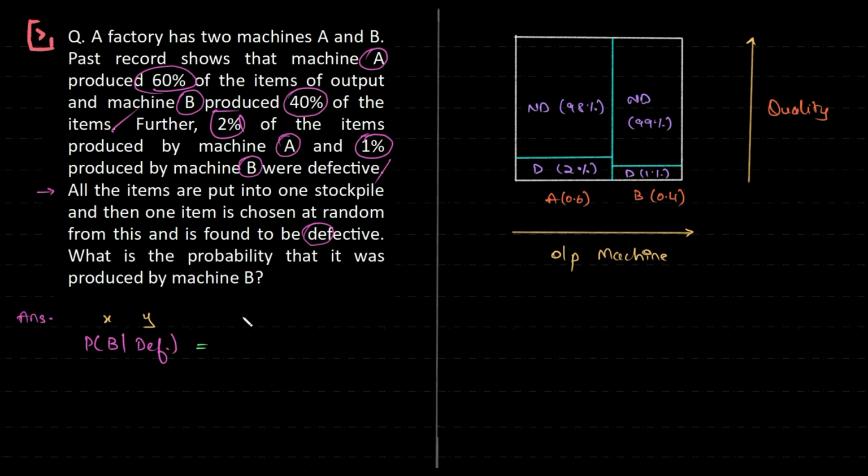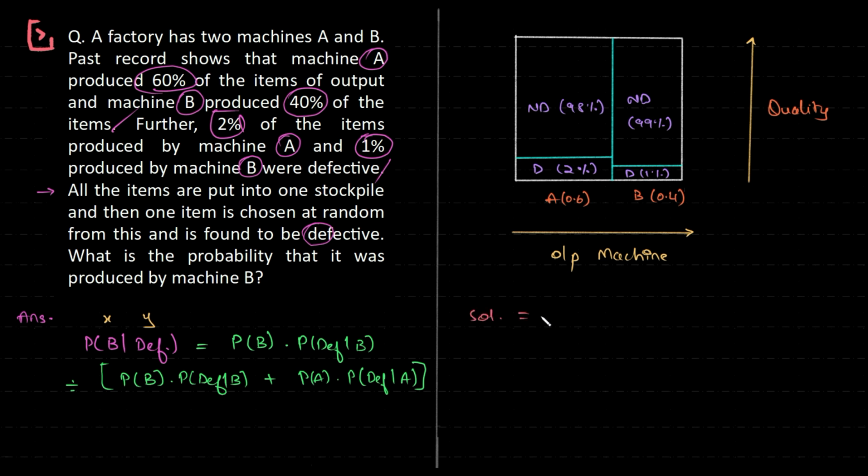So this is equal to the probability of B into the probability of it being defective by machine B, divided by the probability of B into the probability that we get a defective from machine B, plus the probability that we choose a product from machine A, and the probability of it being defective from machine A. And so our solution would be, oh yeah, before that, the formula.